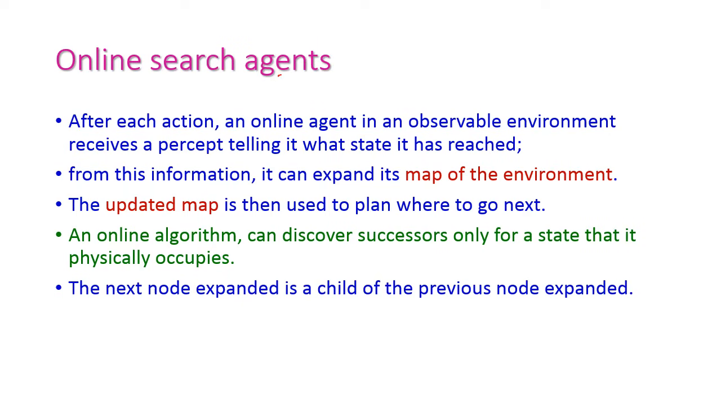Online search agents. Here these agents know the list of actions. So in this state S, the agent can perform some action so that it can reach S dash, the next state. When it moves to the next state, it can observe the environment by using perception, that is, by using a sensor, and only then does it know where it has reached now. So this is called an online agent.